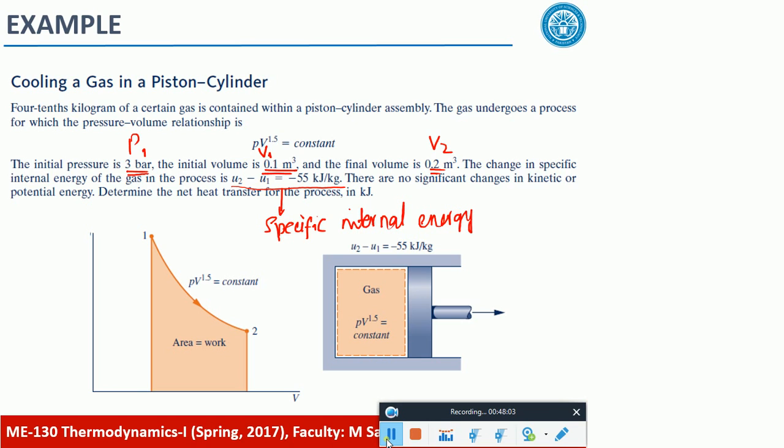There are no significant changes in kinetic energy or potential energy. So just think of that. E2 minus E1 equals Q minus W. That E2 minus E1 is what? It's a summation of delta KE, delta PE and delta U. So you can just think in your head that this delta KE and delta PE, they are gone, right?